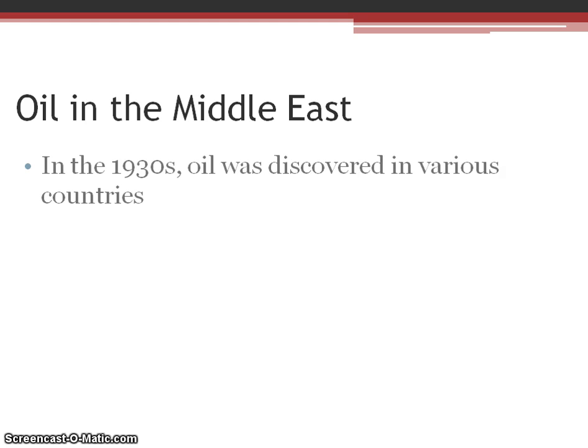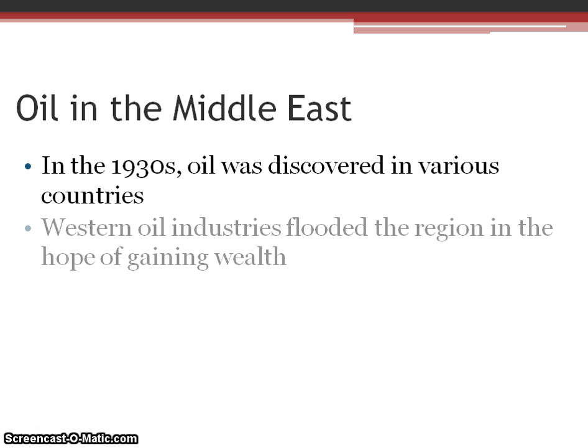Oil in the Middle East was discovered in the 1930s, and the major effect that this had on the Middle East is it drew Western nations who sought to profit from the oil industry. And this just led to a huge influx of British and French and people from the US who came to get rich from the oil that was discovered.